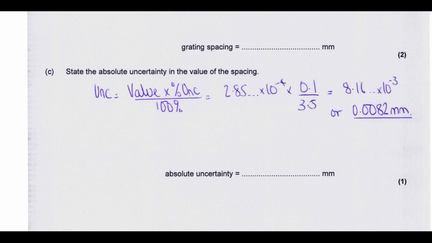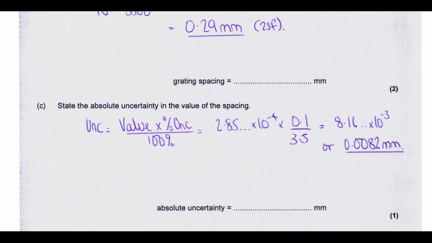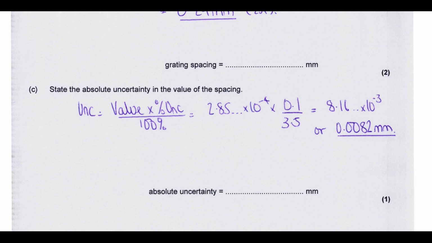And then determine the absolute uncertainty in the value of the spacing. We've got the percentage uncertainty, we've got the value, so now we can essentially work out what the absolute uncertainty is. So the thing to realize here is we know the percentage uncertainty in n. This is just an integer, so that has 0% percentage uncertainty, so that gives you the percentage uncertainty in d and n will be the same. So that's how we were able to get a percentage uncertainty here. And then we've got a value as well from the previous part, so putting those two together would give you a value of 0.0082 millimeters.